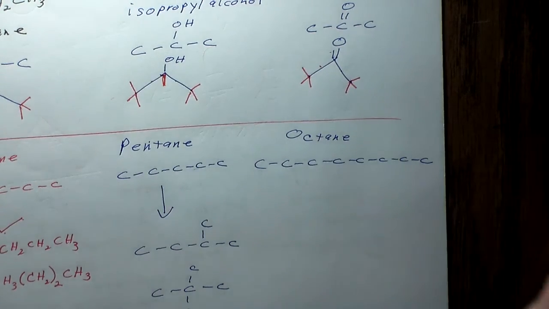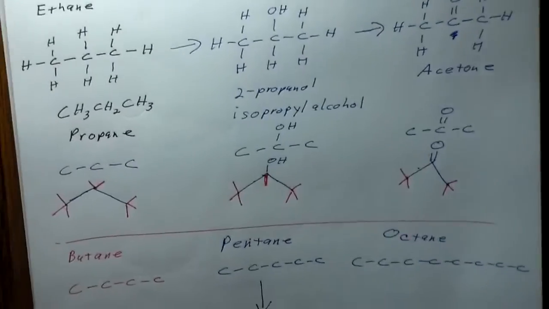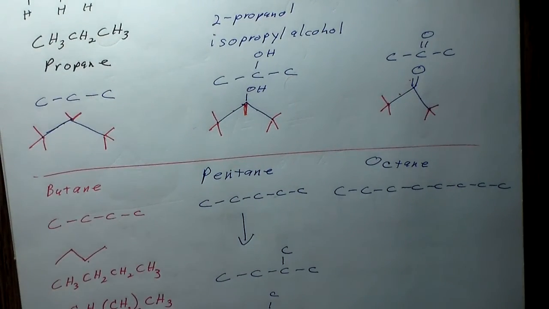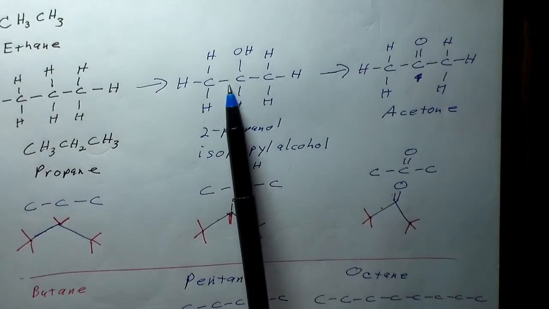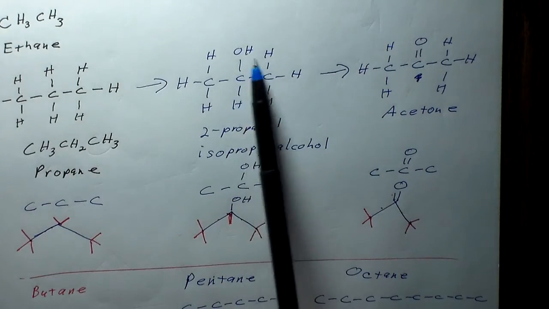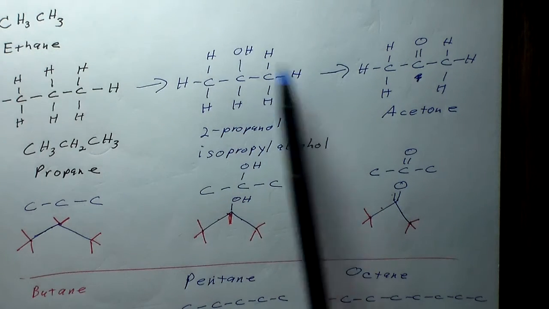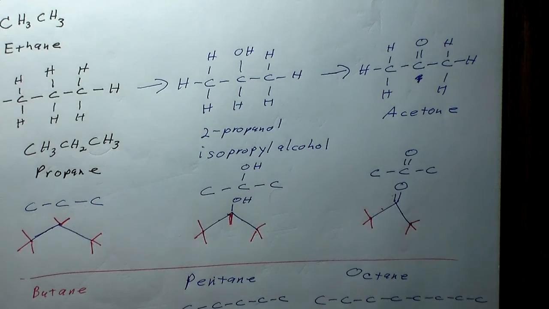One other thing to note about all these compounds that we've been looking at so far is that these are what we refer to as saturated compounds. And by saturated, this means that the carbon has 4 bonds, and there are no double bonds or triple bonds in there. These are all single bonds. So that's what we mean by saturated.